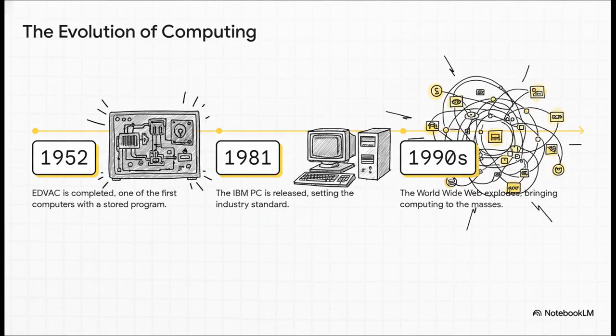And man, the journey to get here has been absolutely wild. If you go way back to 1952, you had the EDVAC, one of the very first machines that could actually store a program in its memory, which was just a huge leap forward. Then, fast forward to 1981, the IBM PC comes along and basically sets the standard for personal computing in the business world. And then, of course, the 90s hit, and the World Wide Web just explodes, turning these specialized tools into portals to the entire planet.